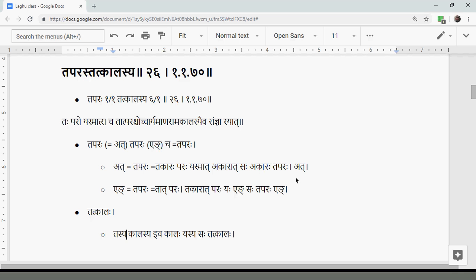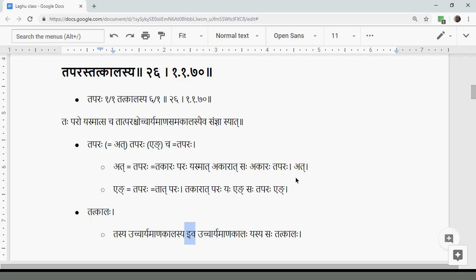So that which has uchariyamana kalasya, tasya uchariyamana kalasya iva kalaha. Kala is equal to uchariyamana kalaha, yasya saha tatkalaha. So what it is saying is that this uchariyamana kala is the matra, the pronunciation matra. So that which has an equivalent matra, iva, we have seen earlier also.